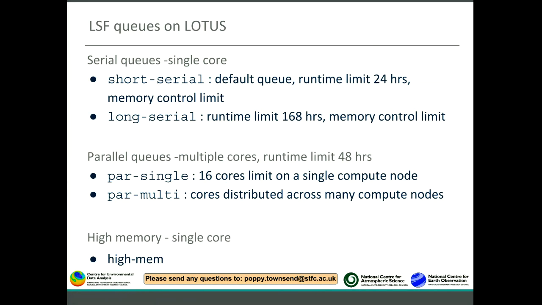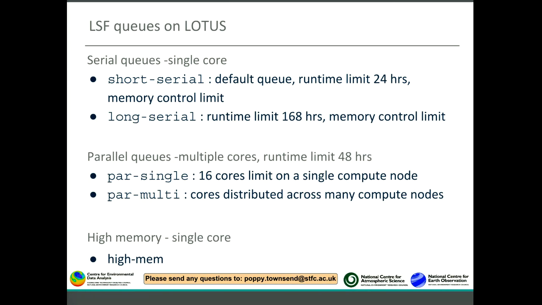Now, moving to the queues. In LOTUS, a long time ago we used to have just one single queue. Now there are five queues, grouped on the number of cores they are configured for. There's a serial queue, which is only for single-core jobs. If you have a task that needs just one core or one CPU, you can submit it either to the short serial or the long serial, depending on the runtime limits that you need for your processing.